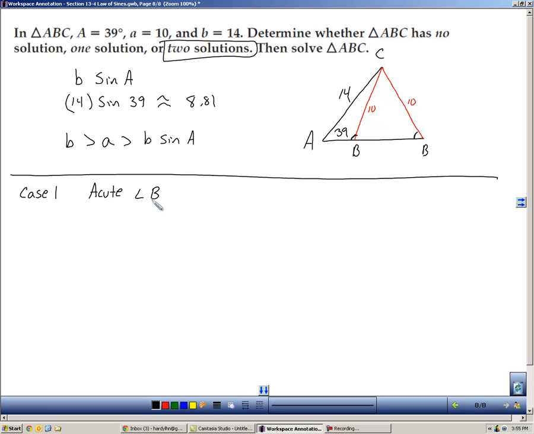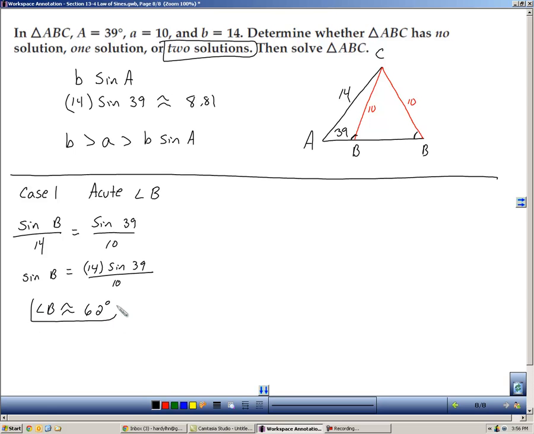Now, the first case we're going to look at is an acute angle for angle B. So we're going to take this bigger triangle here, and let's try to figure out what B is by using the law of sines. So the sine of angle B, which we don't know, over 14 equals the sine of 39, which we do know, over the 10. So using the law of sines, I can do cross multiplication here. So I get sine B equals this number. If I then take the inverse sine of both sides, I find out that angle B is approximately 62 degrees. Now that's the acute angle B for the big triangle case that I'm looking for.